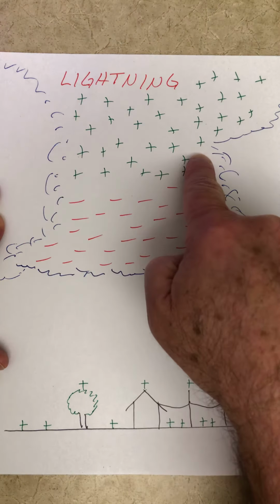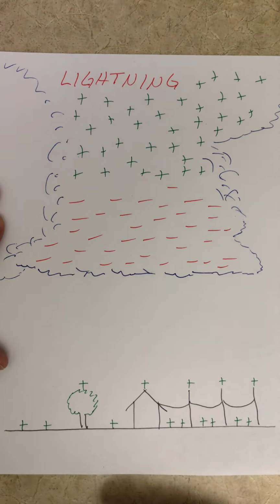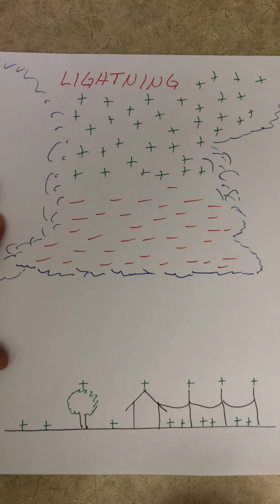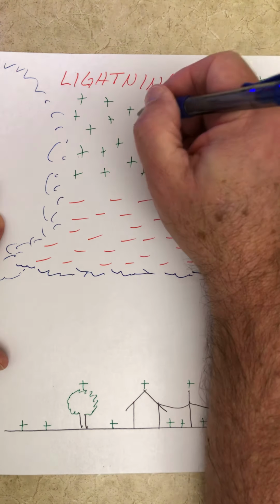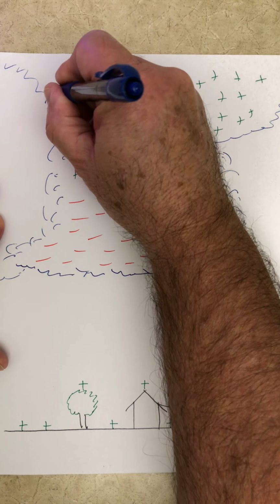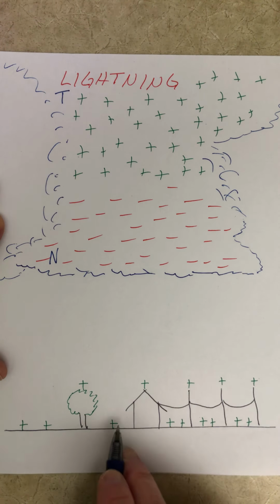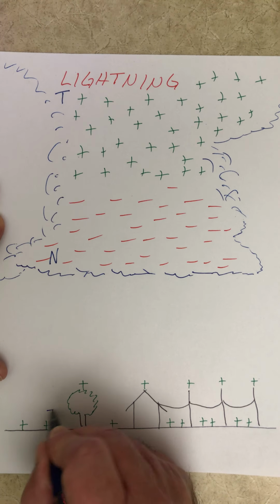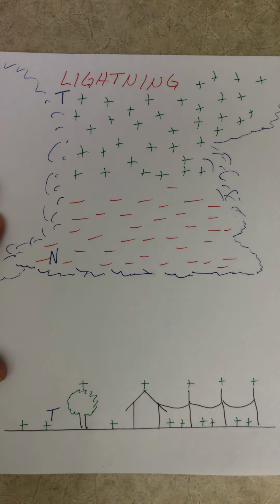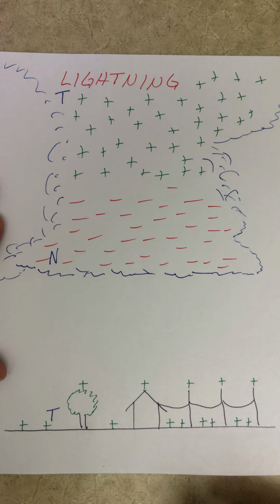So positive charges collect near the top of the cloud, negative charges near the base of the cloud, and positive charges near the surface. Okay? One way that I remember this is that the positive charges look like the letter T. Negative charges start with N, and positive charges near the surface look like the letter T. And so that's TNT, which is boom, which is the sound of thunder that lightning generates. Okay? So hopefully that's a good way for you to remember how the charges are separated within the cloud.